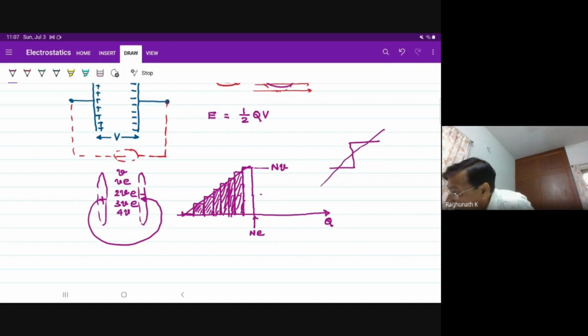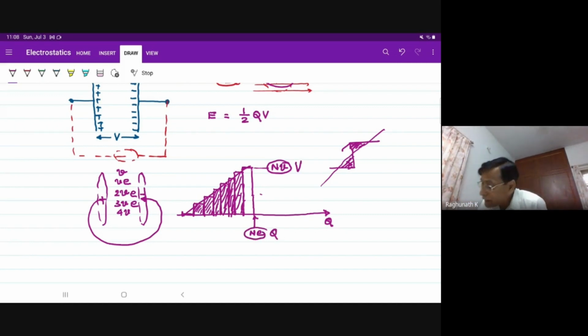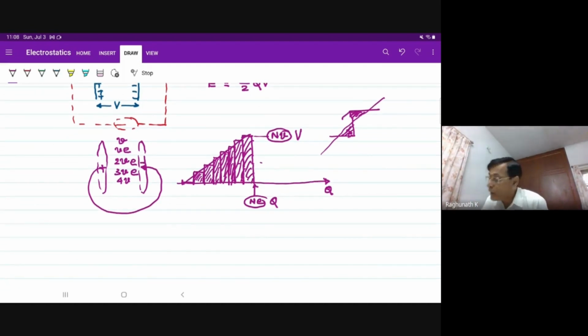I will do this so that this half I'll fill it here. This region is kept here so that it becomes a triangle of height NV and charge NE. This is capital V, this is capital Q. What is the area of this triangle of height V and base width Q? Half QV.